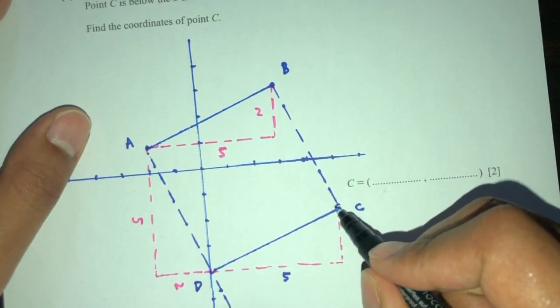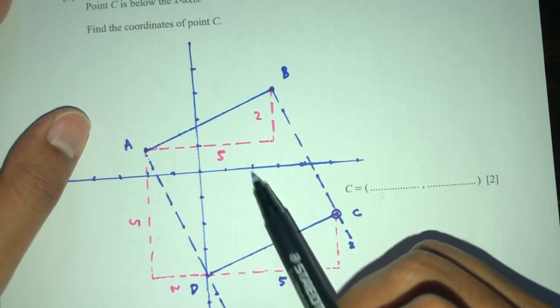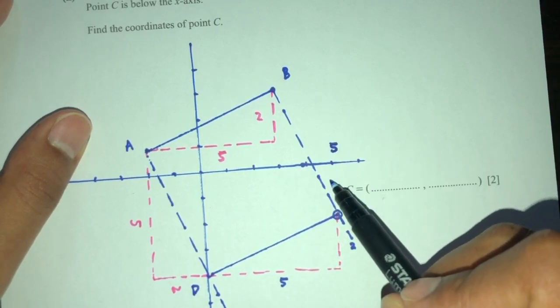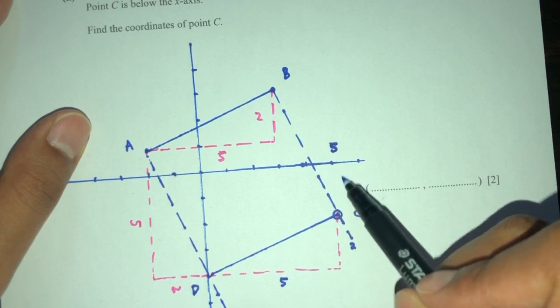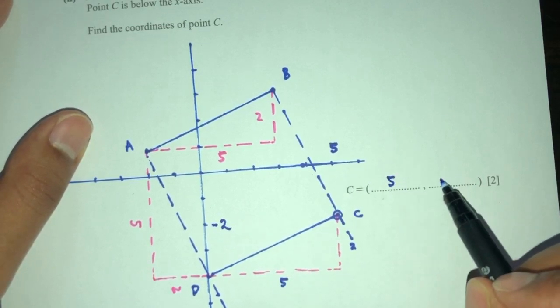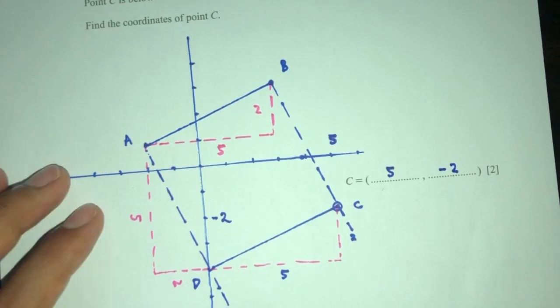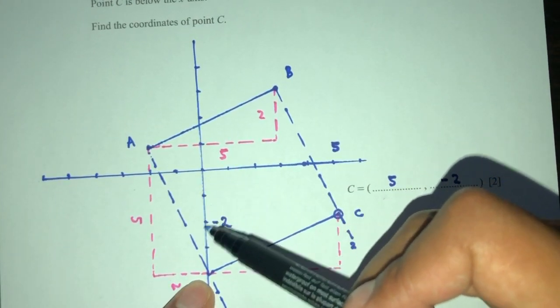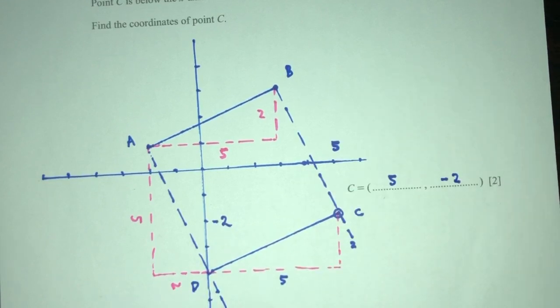Now what is this point? That is 1, 2, 3, 4, 5, and then minus 1, minus 2. So minus 1, minus 2, that will be minus 2. So 5, minus 2. And the point D as well. Point D is what? That should be 0, and then 1, 2, 3, 4. So 0, minus 4. That will be the point D.